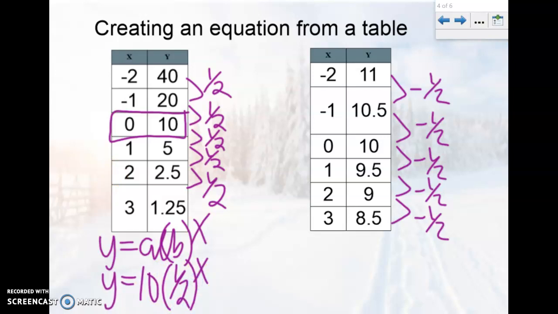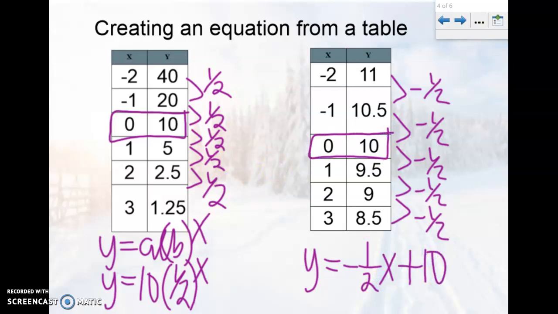Come on over to the other side where we'll have y equals. Again, we want to put the slope in, so that's a negative 1/2 x. And then the y-intercept, find the 0, is also 10. Okay? So there you have an example of a decreasing exponential and a decreasing linear function.